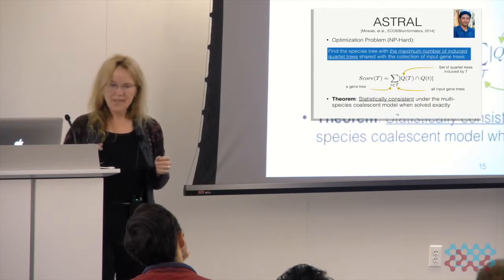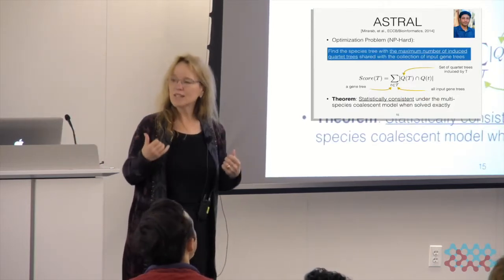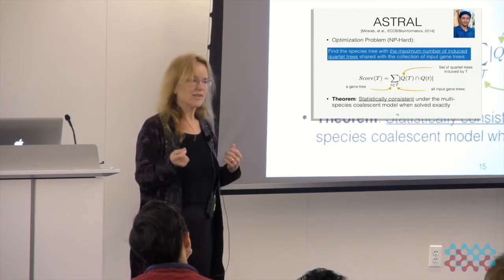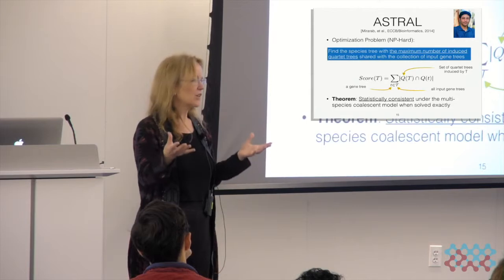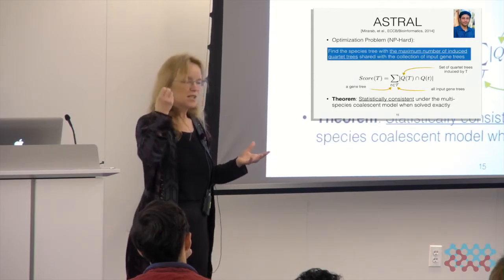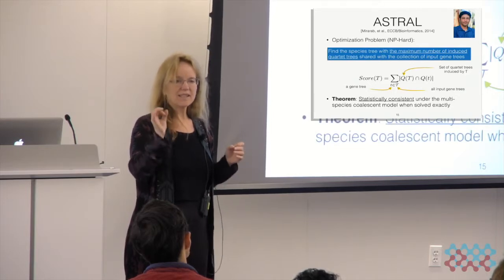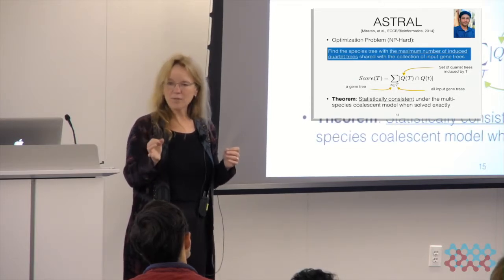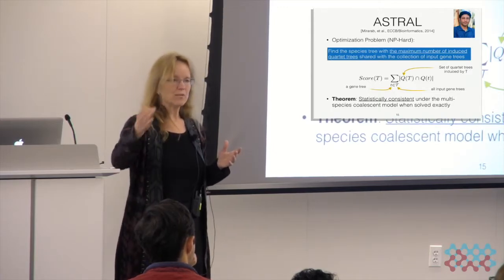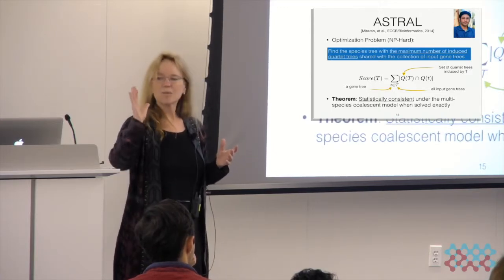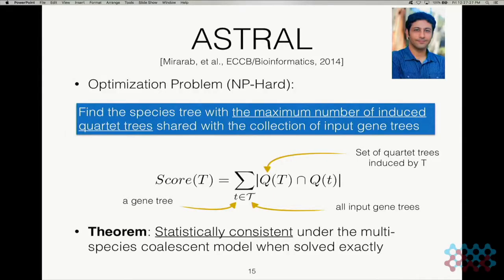So ASTRAL was developed a few years ago to solve species tree estimation using that insight, quartet trees. You take your gene trees, you encode them as quartet trees, and you just find the species tree that maximizes the number of quartet trees it agrees with. That's a statistically consistent problem, which is to say that if you solve that problem exactly, you will get the correct species tree with probability going to 1. The problem is it's NP-hard. So you have a statistically consistent approach, but it's NP-hard.